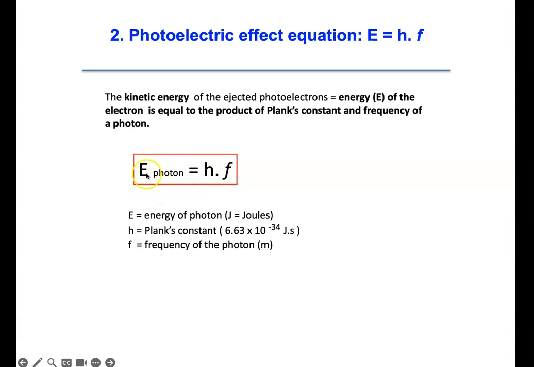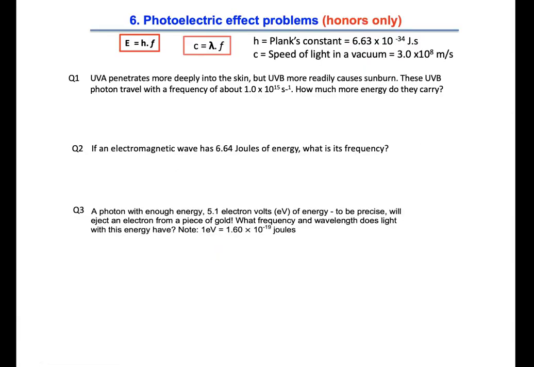In this case, E is the energy of the photon measured in joules. h is Planck's constant. It is 6.63 times 10 to the negative 34th joule-seconds. f is the frequency of the photon. It's measured in hertz. Now let's look at solving some of the problems. Regular chemistry students should also look at this, because you need to know which equation to use when. Note that I will always give you Planck's constant and the speed of light in a vacuum, and then these are the two equations. So let's look at the first question.